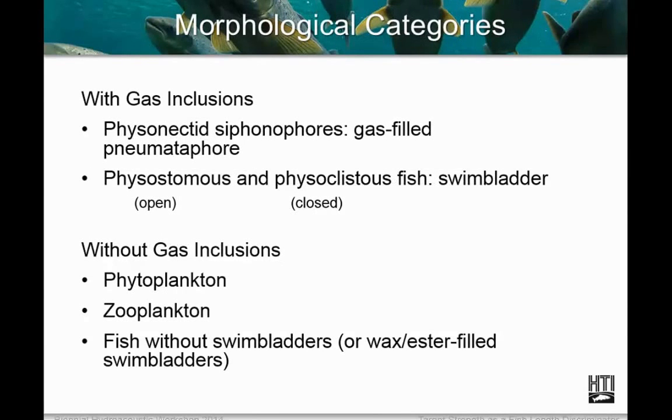We'll just kind of walk through this pretty quick. That's kind of a plankton piece, but again, you can have plankters that have gas inclusions or not, and certainly with fish as well. You can have physostomous and physoclistous fish that, depending on that and really what their state is for achieving neutral buoyancy, can have some effects as well.